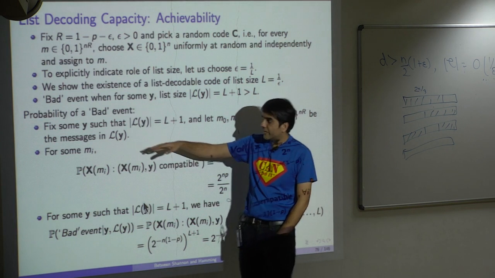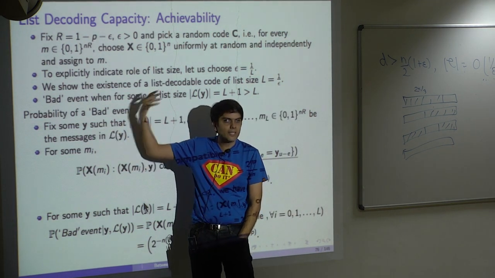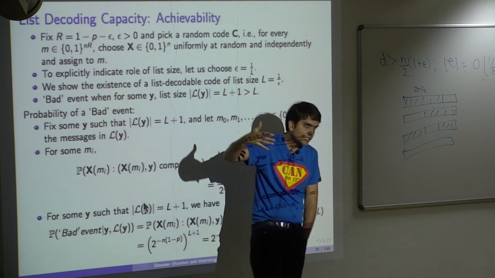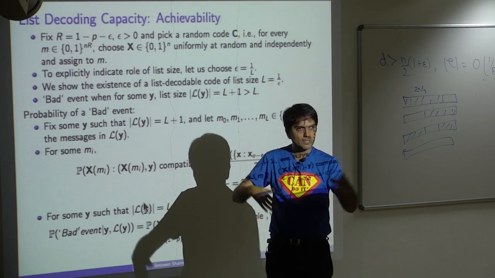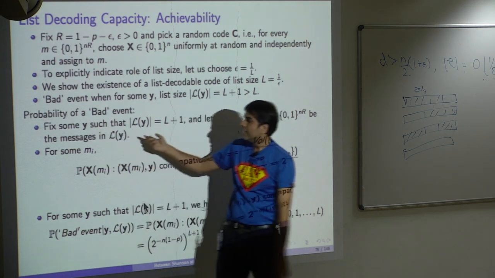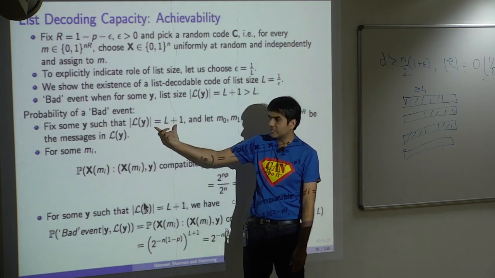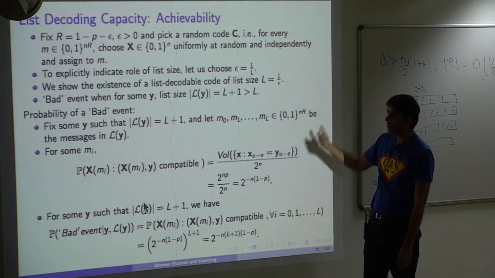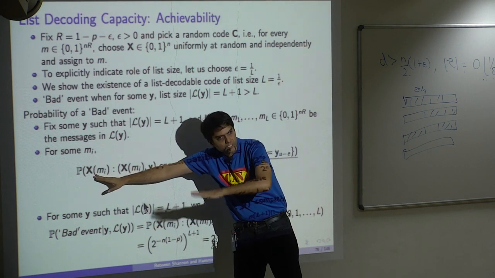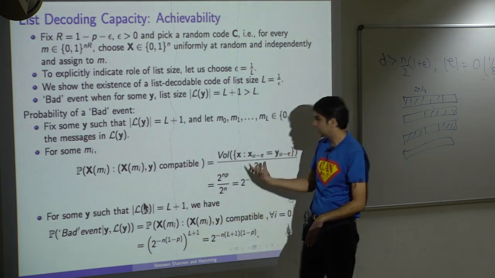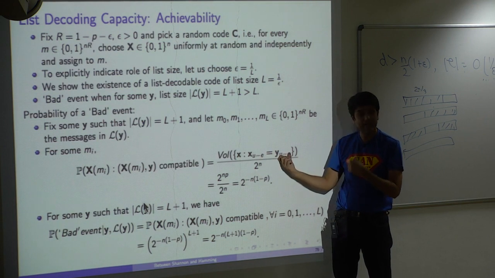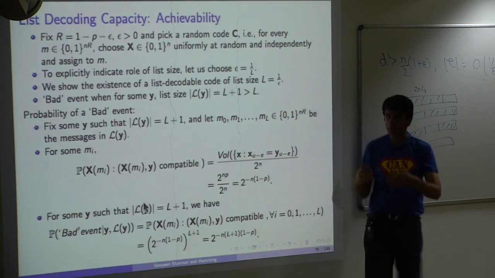So fix some y. There are at most, let's say, 3 to the n possible y's. We'll even take a union bound over all possible y's. Why are there at most 3 to the n? Well, each element can be 0, 1, or erasure, so worst case at most 3 to the n, actually less than 3 to the n. And now let's compute the probability of something like this. The probability that a randomly selected code word for a specific message is compatible with a given y is basically just the volume of the number of x's which match with y in the unerased locations. So look at a specific y.